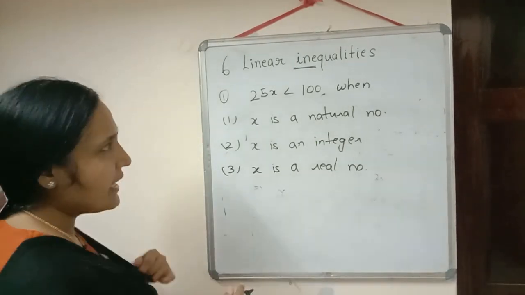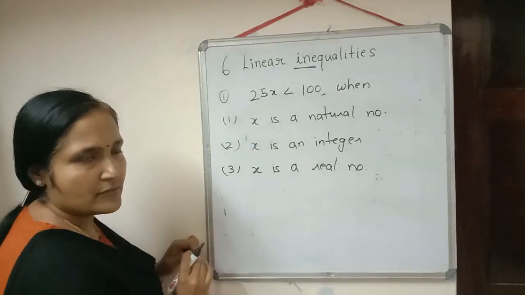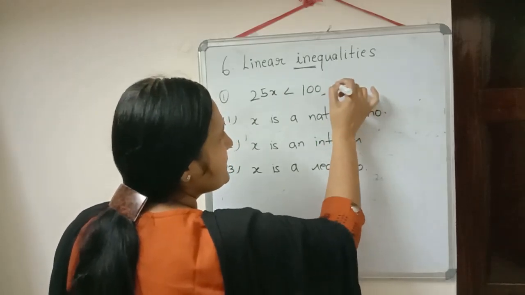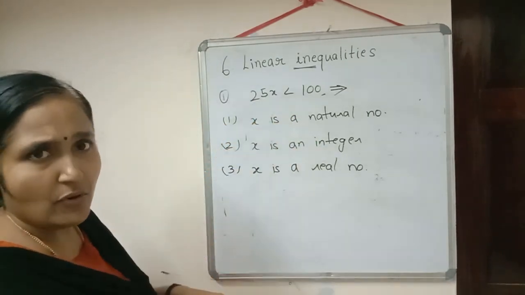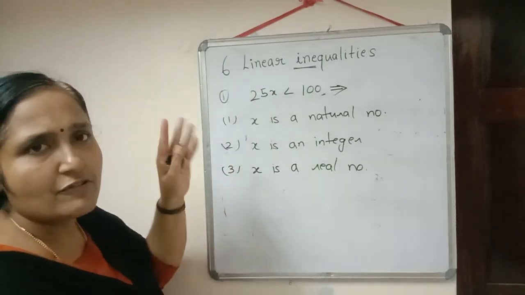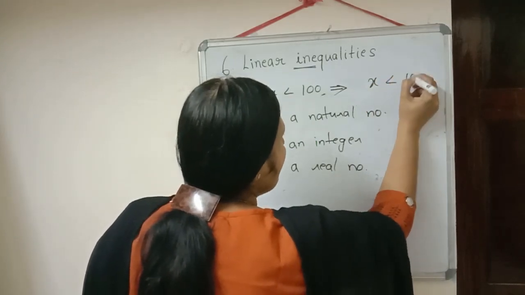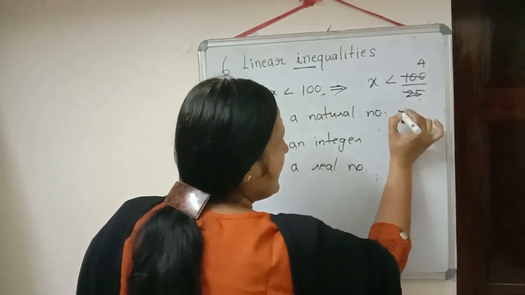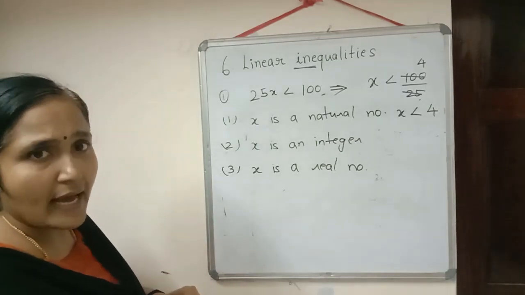Solve 25x less than 100. So first we can solve it, and after that we can write down the cases. Normally how are we solving? Yes, we'll shift this 25 to the right hand side, and since 25 is a positive number, we don't have to change the sign of the inequality. So we will get x less than 100 by 25. These two will get cancelled. We will get x less than 4, not equal to 4. x is less than 4.